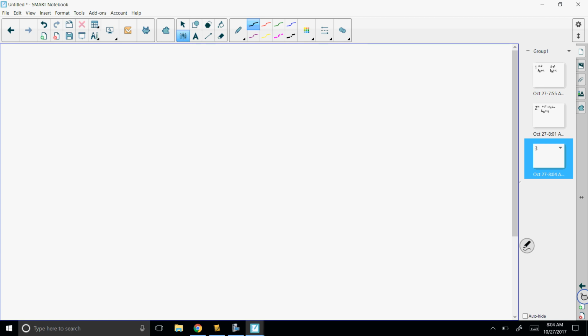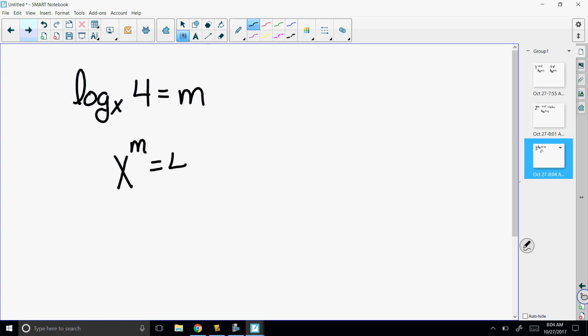So what if I ask you to convert log base x of 4 equals m. Convert that into exponential format. X to the m is equal to 4. Your base raised to the exponent equals the answer. X to the m equals 4.